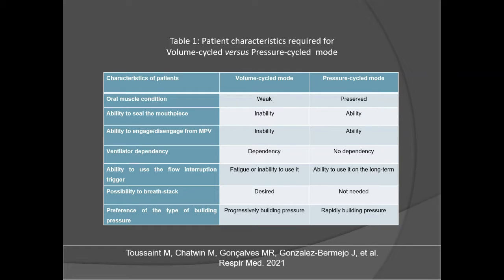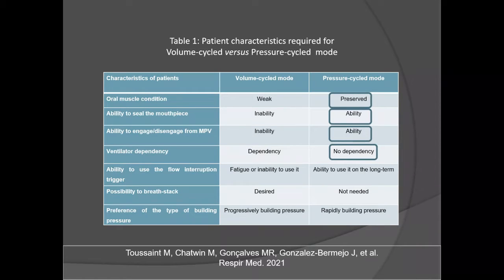When we compare with the pressure cycle, it's different. For using the pressure cycle mode, you need to have preserved oral muscles. So you need absolutely to have good preservation for the lip pursing. Also, you have to be able to seal the mouthpiece. You have to be able to engage and disengage from the mouthpiece. And finally, it is better to be non-dependent. I will speak about that also a little bit later in this lecture.